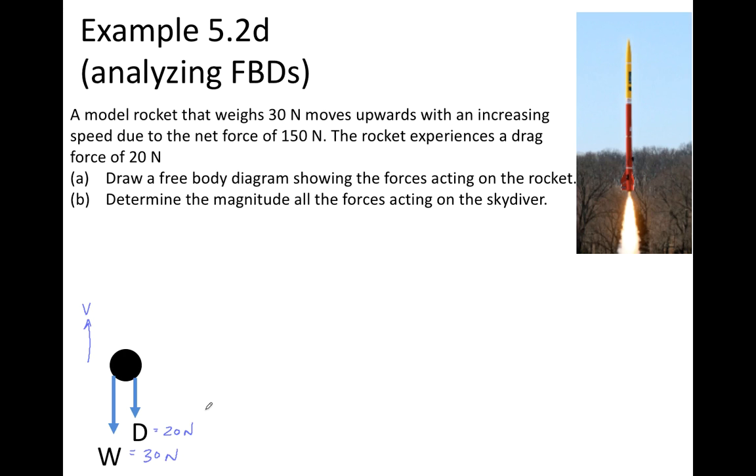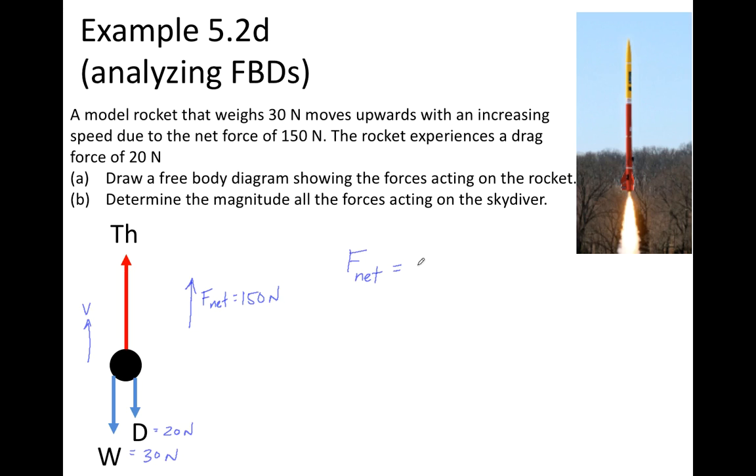In order for the rocket to move upwards with an increasing speed, the net force is going to have to be upwards, and that net force is 150 newtons. So there has to be an unbalanced net force upwards, so there has to be a force pushing upwards, and that, of course, is thrust. And we're going to need to find the value of that thrust force. So I need to write an equation for the net force to determine the magnitude of that thrust force.